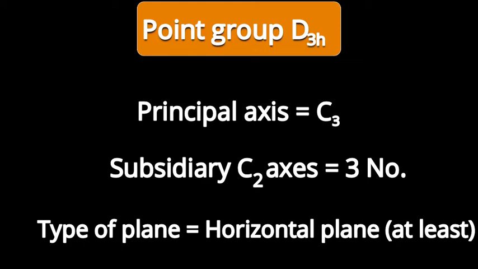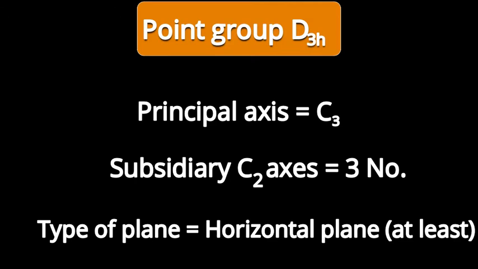After D there is one number, that is 3. What does it mean? Principal axis is C3, meaning the number of subsidiary axes will be 3. After that 3, symbol H is there. What does it mean? There is at least a horizontal plane.